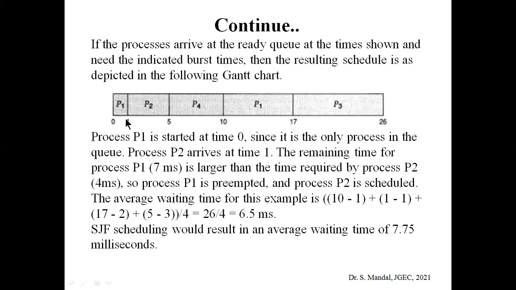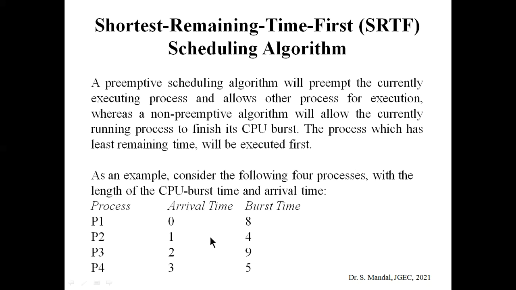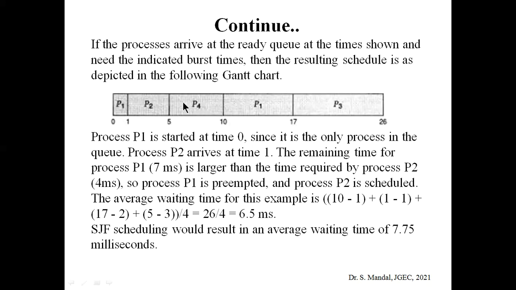So P2 will continue up to 5 milliseconds, and at 5 milliseconds it will again be compared to see which one has the least remaining time. You can find that P4 has the least amount of time, so P4 will be executed. It starts at 5 milliseconds and continues up to 10 milliseconds. Like this, at 10 milliseconds we will compare again.